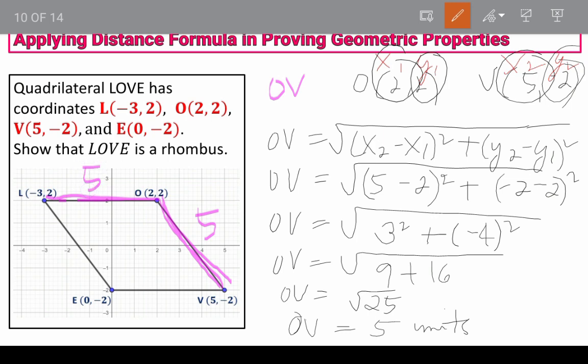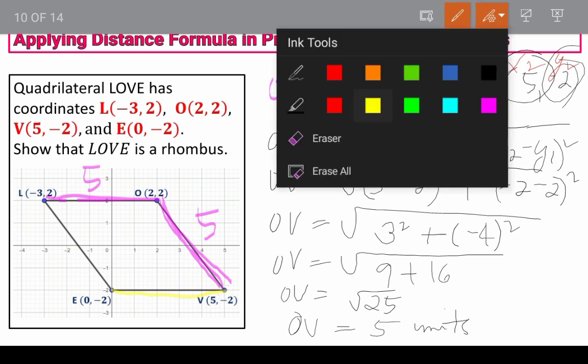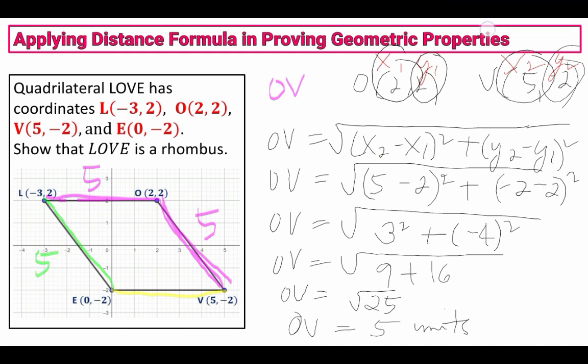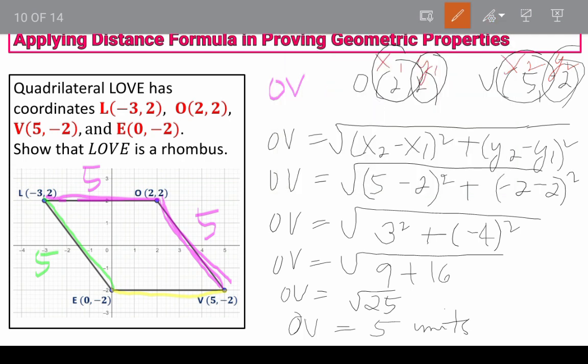And if we continue solving for the distance of E to V and the distance of L to E, you will also get that this is 5 and this is also 5. So with this, you can say that quadrilateral LOVE is a rhombus because all of the sides of this quadrilateral are equal to one value, and that is 5 units.